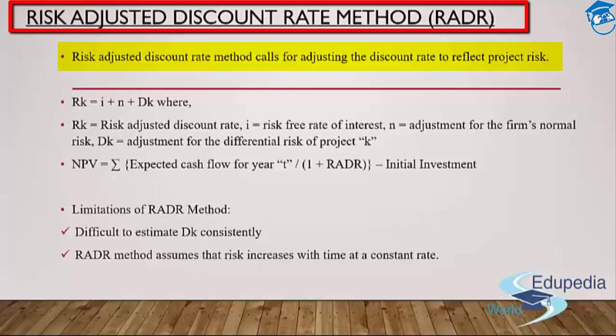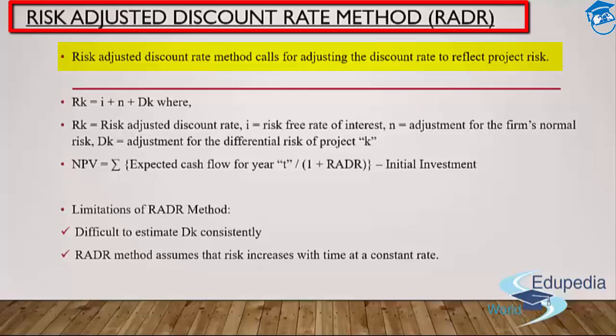We all know that the net present value of a project can be found out by discounting the project cash flows with the average cost of capital. We all know this. If I can see that the net present value is greater than zero, we usually accept the project. Obviously, why? Because I'm getting something out of that project. So I'll definitely welcome that project with open arms. I'll accept it. And this risk adjusted discount rate method calls for adjusting the discount rate in order to reflect the project risk.